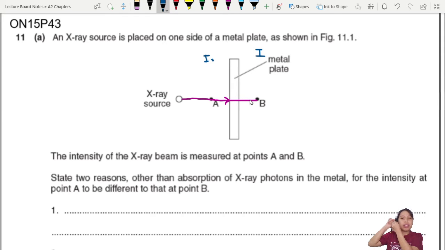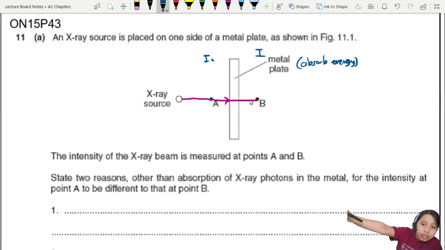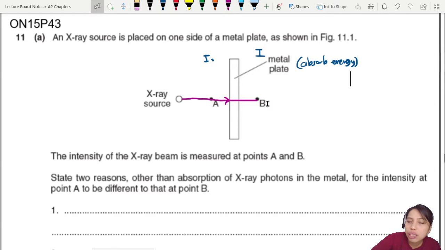Of course, when you pass through the metal plate, you will get absorbed. This will absorb some energy, so the intensity will decrease. But other than that reason, you need two other reasons why the intensity here and here is different. Why? I thought the intensity just goes through, absorbs, that's it. Wait. We learned so many things.